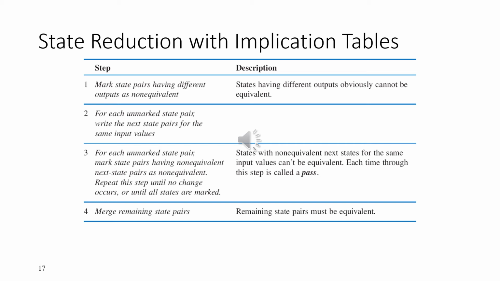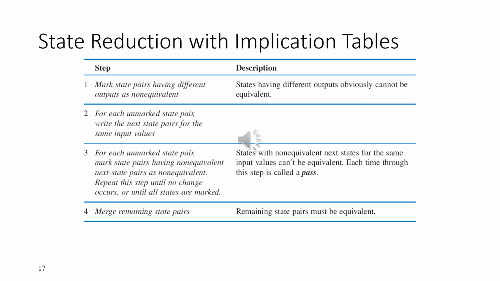Then for each unmarked state pair, write the next state pair for the same input values. You have to make pairs for the same input and give the next state of them, for every unmarked state pair. Then third, for each unmarked state pair, mark state pairs having non-equivalent next state pairs as non-equivalent. Repeat this process until no change occurs or until all the states are marked.